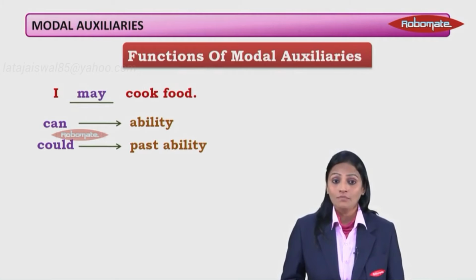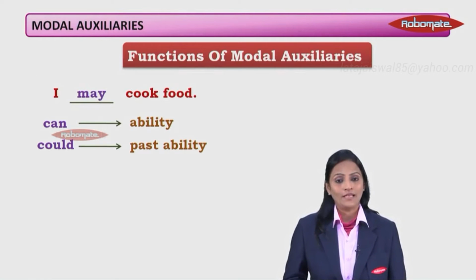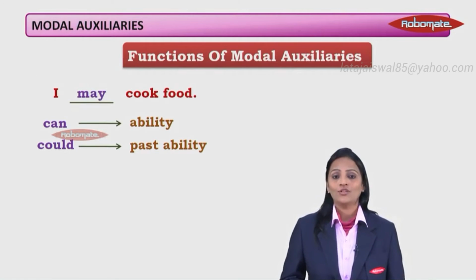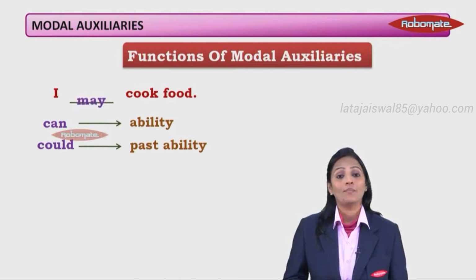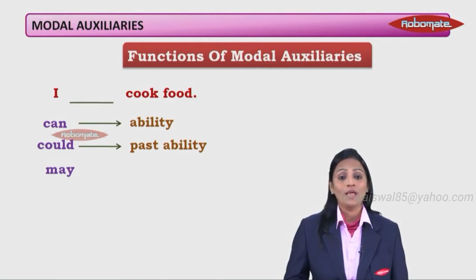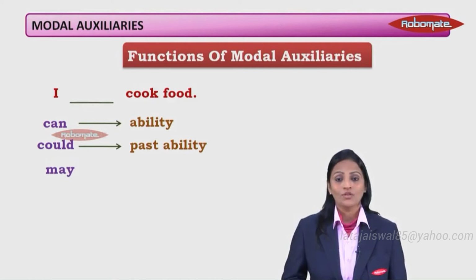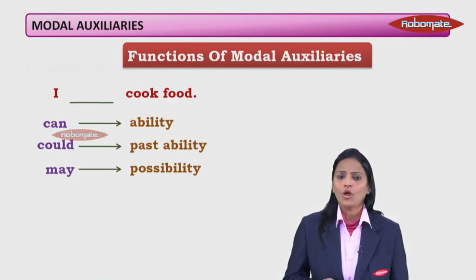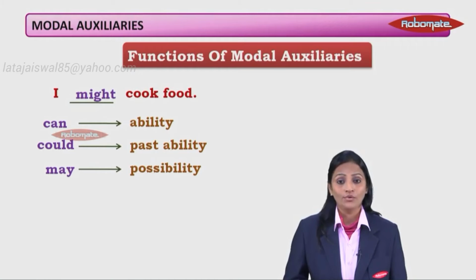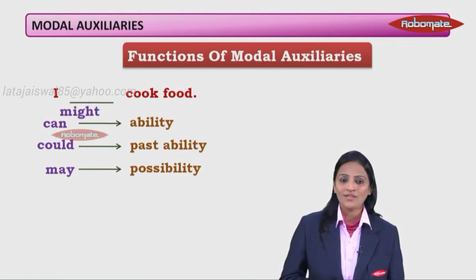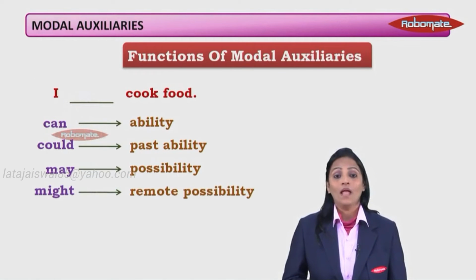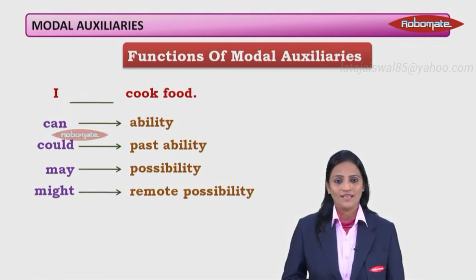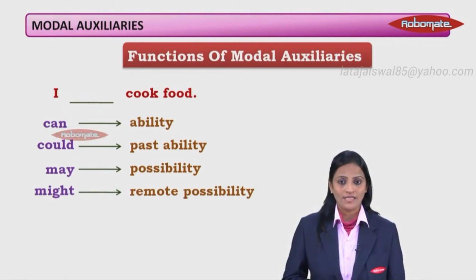If I say I may cook food, then definitely it is not ability. It shows that it is a possibility. It may be possible for me to do it. So may is used as possibility. If I'm not too sure, then I will use might. I might cook food would become a remote possibility, a faraway possibility.